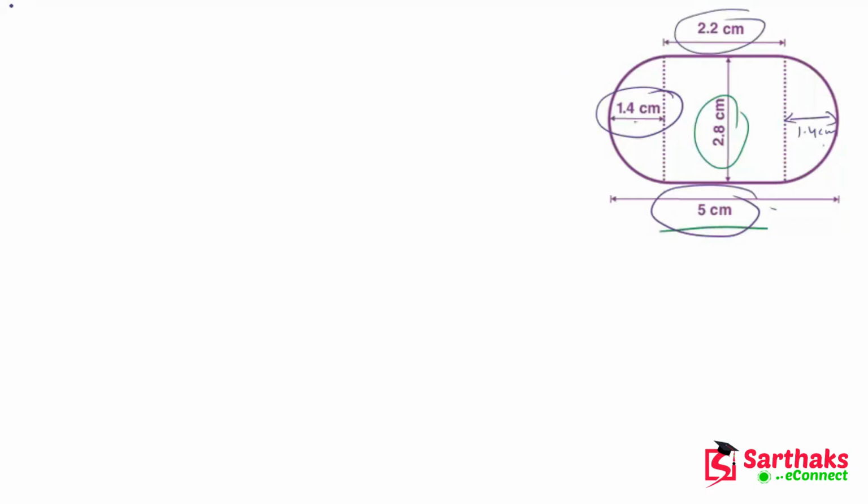So now let's find the volume. Volume of solid is volume of cylinder, plus volume of hemisphere.